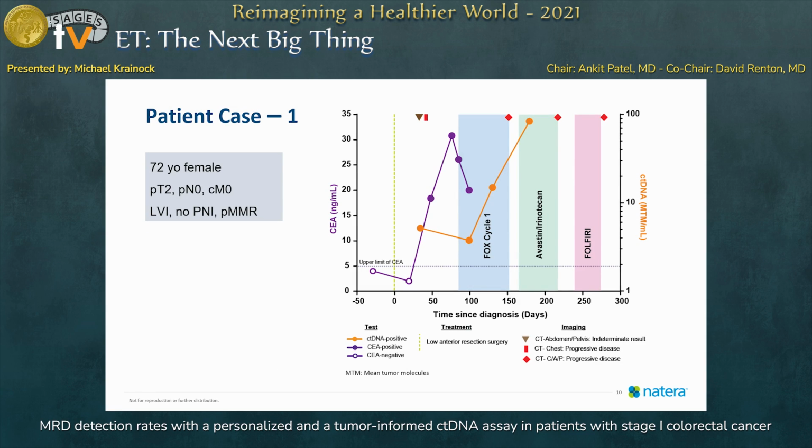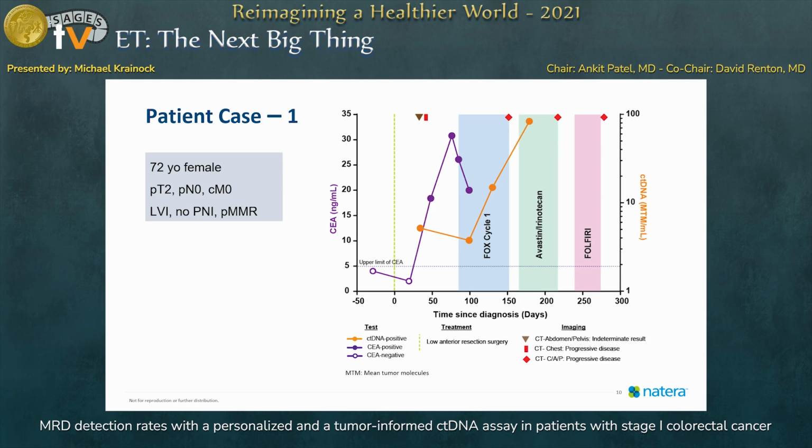Just 2 brief use case examples where we did have more complete clinical data. So this is a patient with colon cancer who had her operation. This was a sigmoid colon cancer. She had a lower anterior resection as represented by that green dotted vertical bar there. You can see at the time of diagnosis and immediately postoperatively, her CEA was actually below the limit of normal, but her ctDNA was positive post-op.